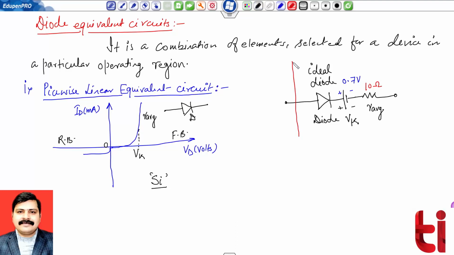So this is my linear piecewise model of diode, where we have involved each and every component. Ideal diode we have taken from the material, like we have taken silicon, so battery of 0.7 volt, and we have included the resistance also. In some applications, the value of resistance can be ignored as it is very low. If we want to do that, then we will have the model, and that particular model is termed as simplified equivalent circuit.